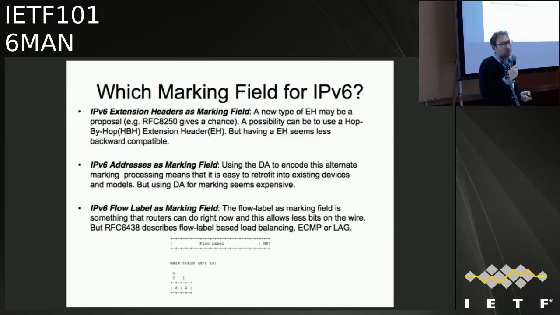So a proposal can be to use an existing extension header instead of defining a new one. Otherwise, we can use the destination address to encode this, but this is also a little bit expensive. The other alternative is to use the flow label field. But you may know that the flow label is also used for load balancing, as reported in RFC 6438. So we would overload this field in case we want to use 2 bits from the flow label.